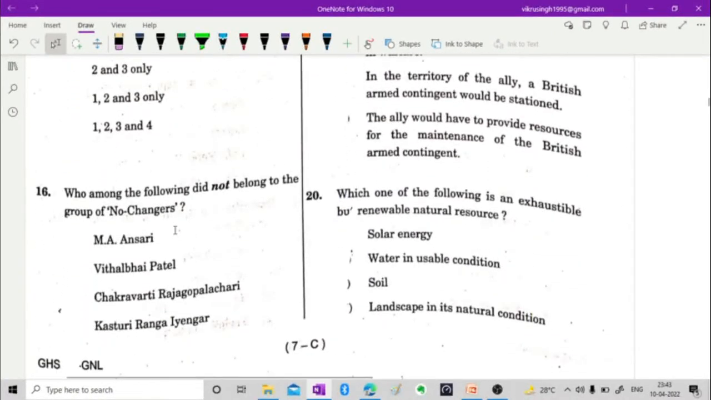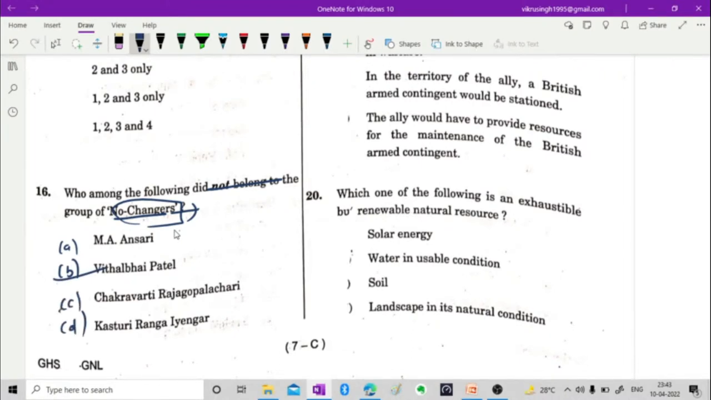Who among the following did not belong to the group of no changers? The no changers mein kaun se nahi the. No changers hum jaan lete hain, pehle ye no changers the kaun. Who were the no changers? So no changers were the Swarajist. The Swarajist one were the Swarajist. So yahan pe no changers mein kaun kaun the? Who was the correct option? If I would say the correct option was Vitthal Bhai Patel was there.